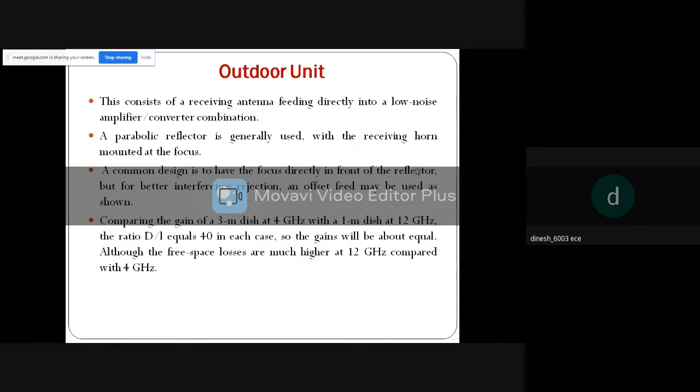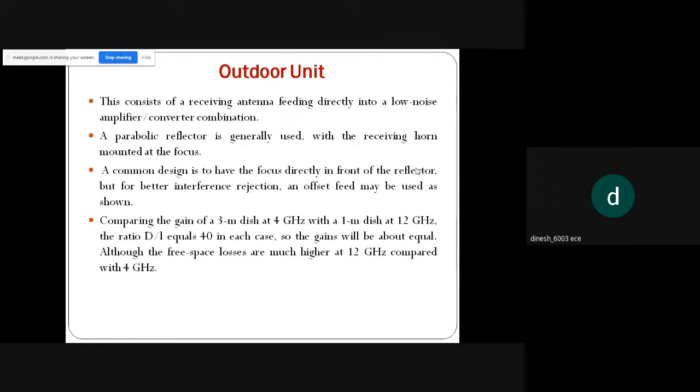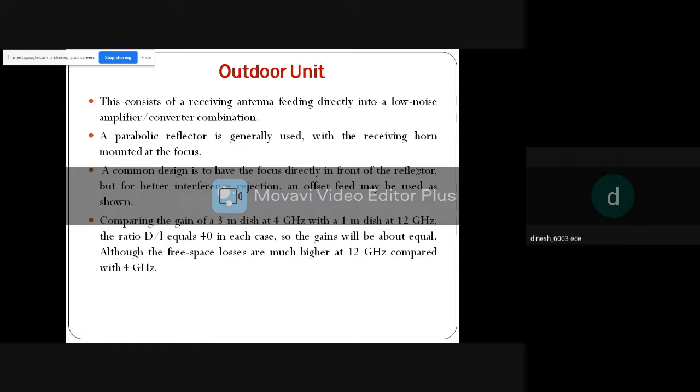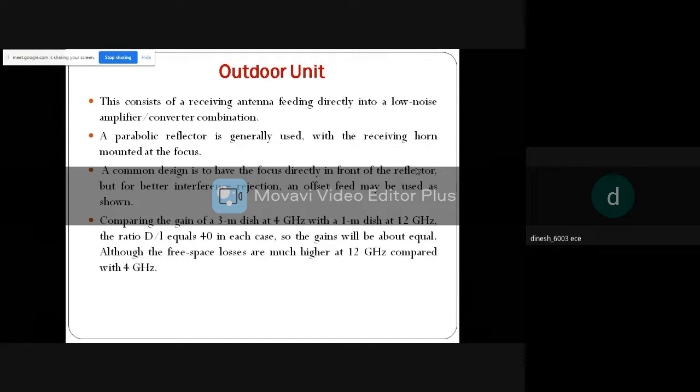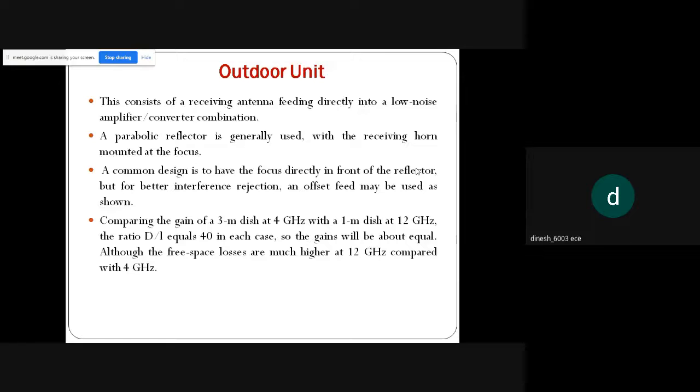Then we have the gain for a 3 meter dish operating at 4 gigahertz. Comparing the gain of a 3 meter dish at 4 gigahertz with a 1 meter dish at 12 gigahertz, the ratio D by lambda equals 40 in each case. So the gains will be almost equal, although the free space loss is much higher at 12 gigahertz compared with 4 gigahertz. So depending upon the need or the service, we can opt for either 4 gigahertz C band or 12 gigahertz Ku band.